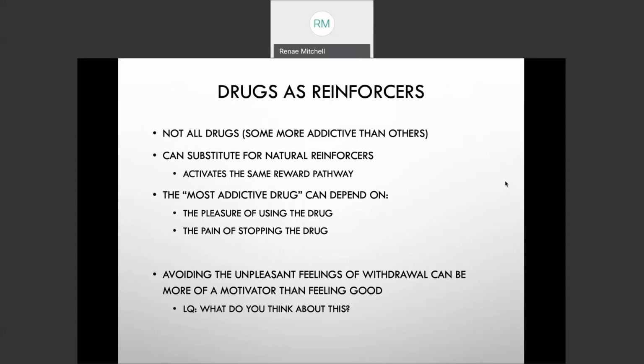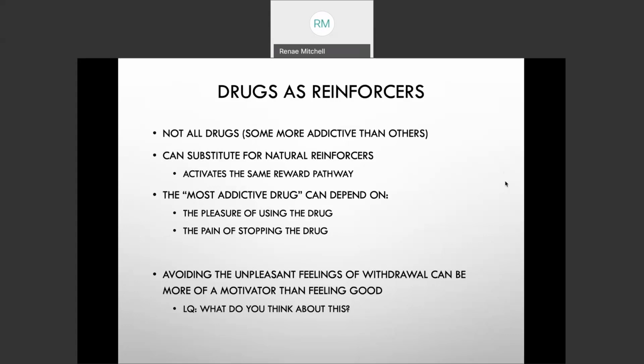Now, what drugs do is they kind of hijack that reward pathway. Not all substances do this to the same degree. There are some drugs that are better hijackers of that pathway than others. But in most cases, those drugs are substituting for the natural reinforcement that we experience in our environment and from activities that we enjoy in our environment.